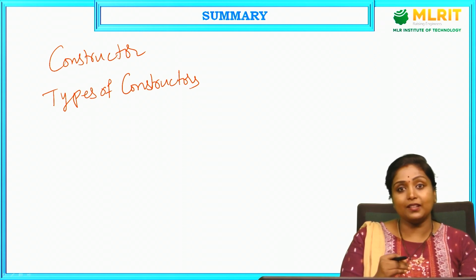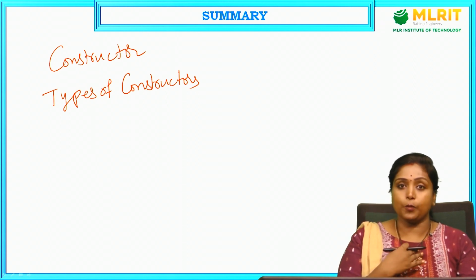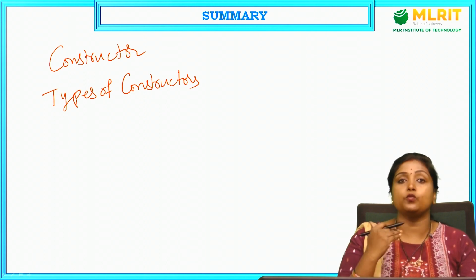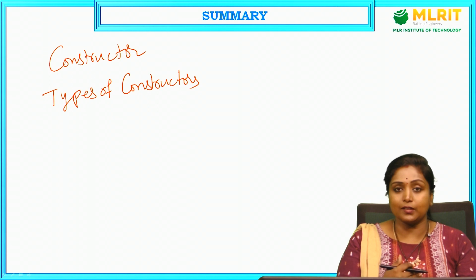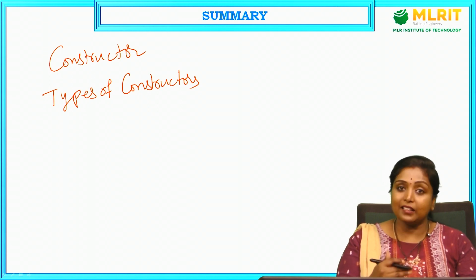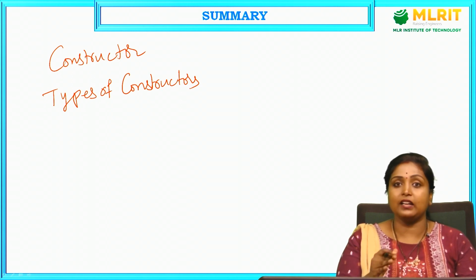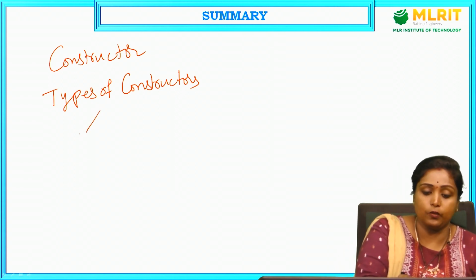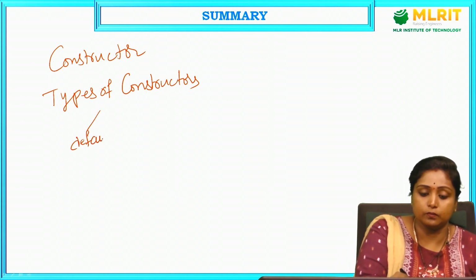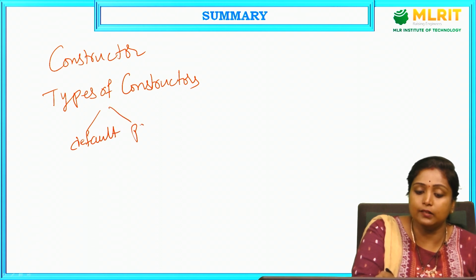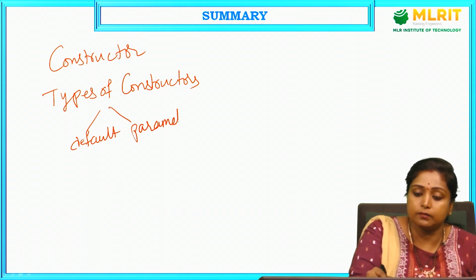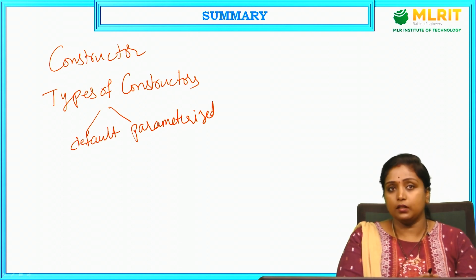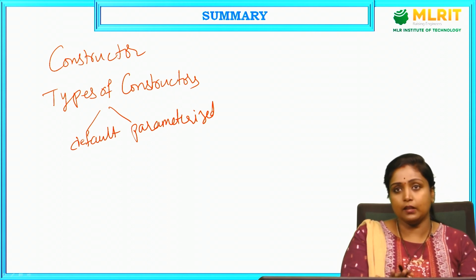For parameterized constructors, the programmer has to define them. But for the default constructor, if you don't define a constructor, the compiler itself creates the default constructor and initializes the values. So these are the types of constructors: one is default and the second one is parameterized. We have seen example programs for both types of constructor.